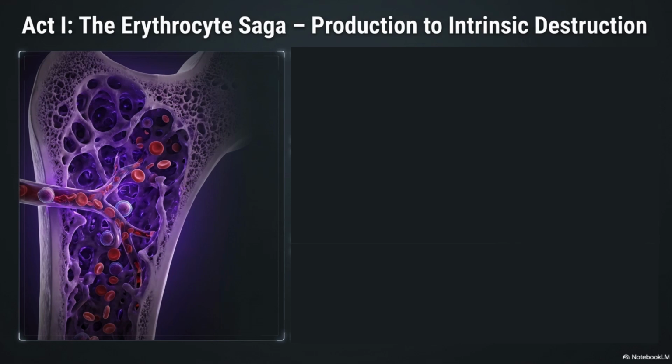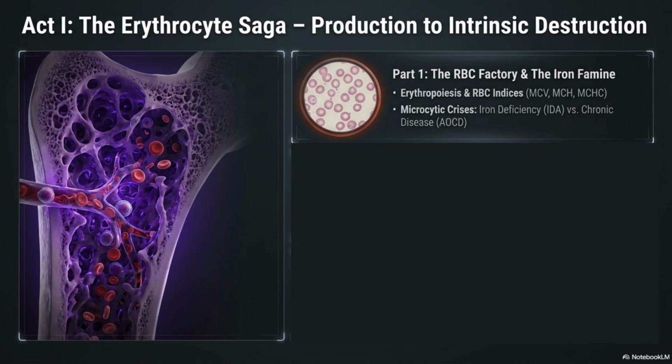This is Act 1, the erythrocyte saga, which covers everything from production to intrinsic destruction. We break this down into three core parts. Part 1 focuses on the RBC factory and the iron famine. Here we will explore erythropoiesis and the RBC indices like MCV, MCH, and MCHC. We will also contrast microcytic crises, specifically looking at iron deficiency anemia (IDA) versus anemia of chronic disease (AOCD).